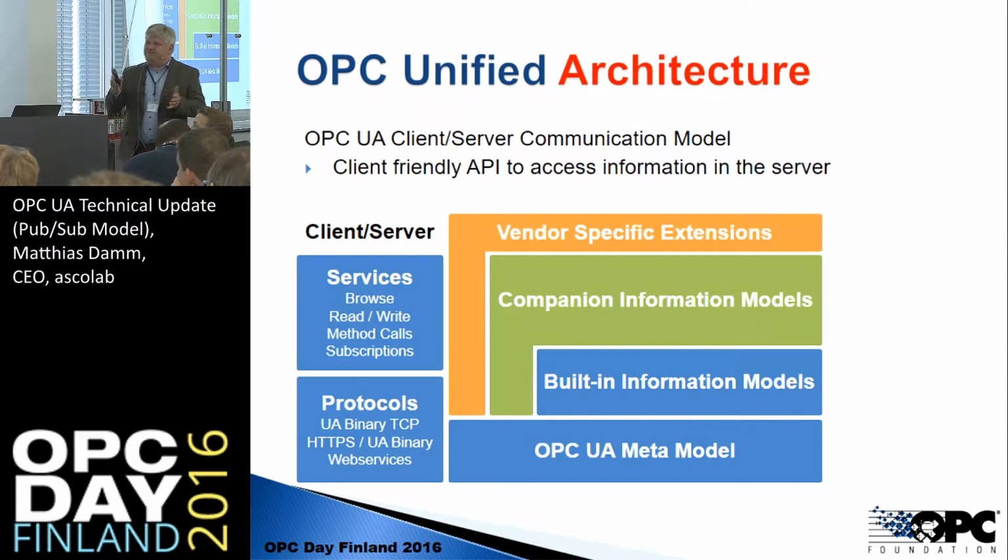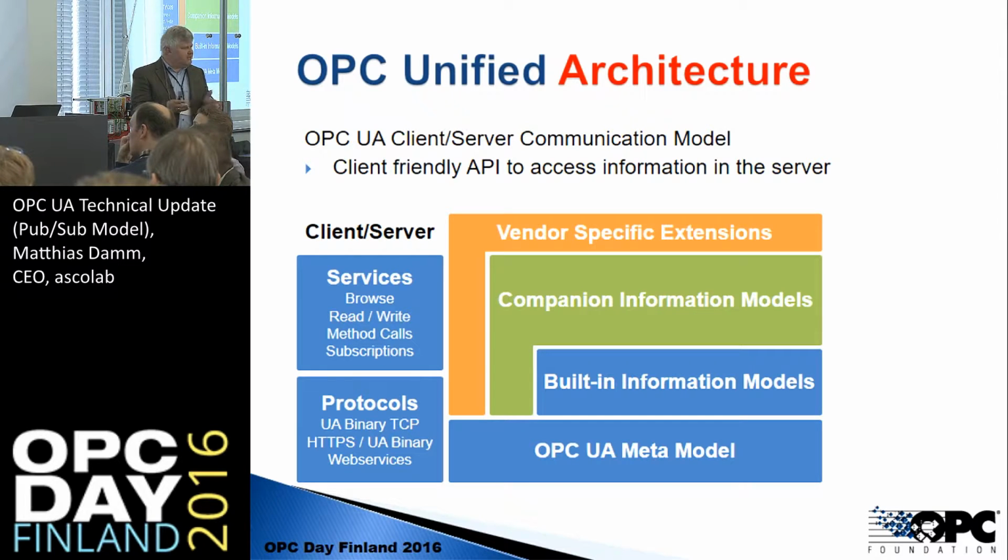And then for the communication, we have a client-server model. OPC UA defines a list of services, like browsing the available objects, available nodes, reading data, writing data, calling methods on the server, subscribing for events. So these are standard services.